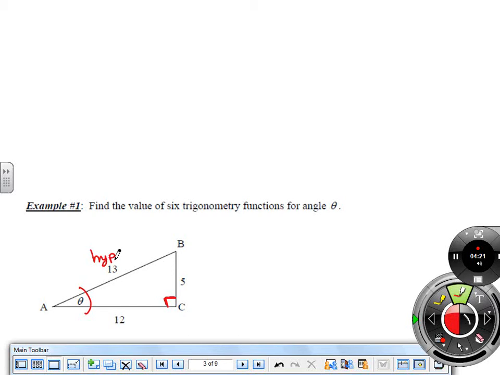All right, so given where theta is, what is our opposite side? Jordan? 5. Okay. And that makes our adjacent side 12.